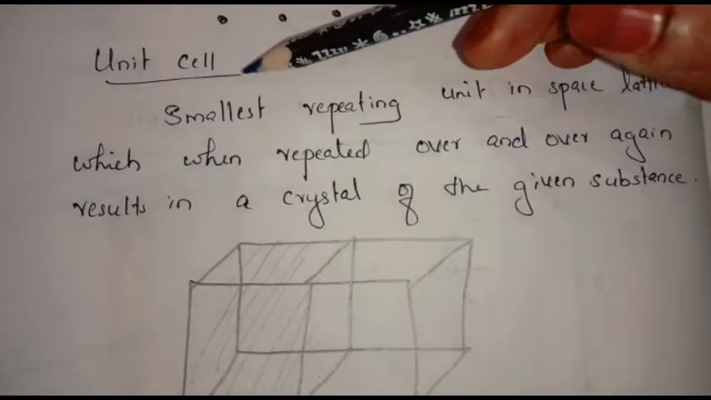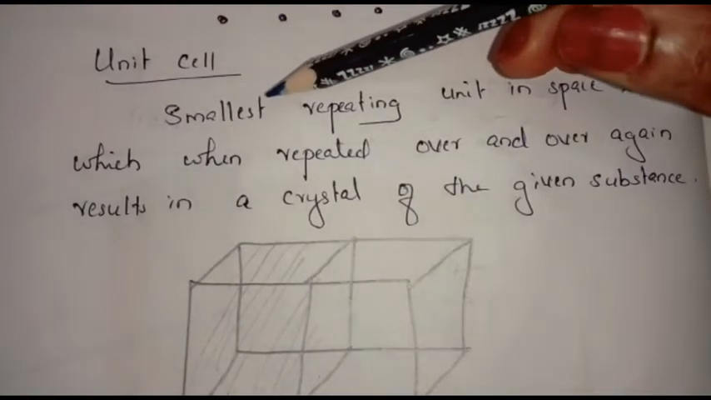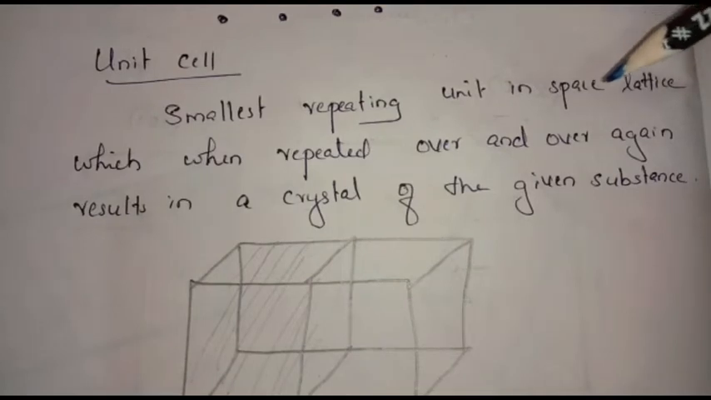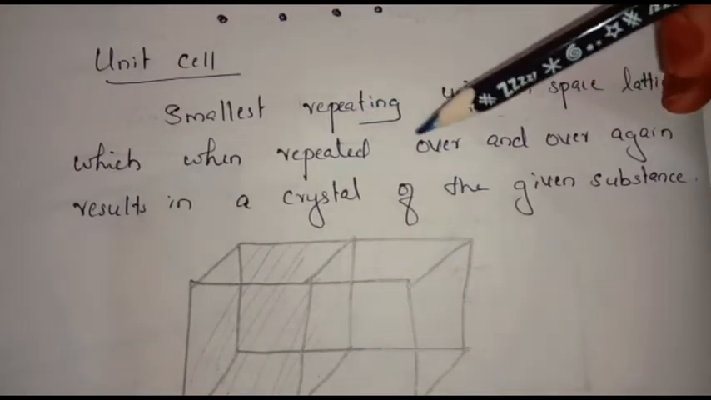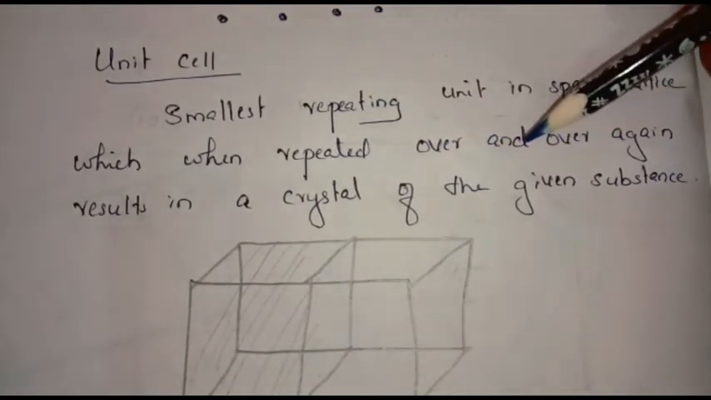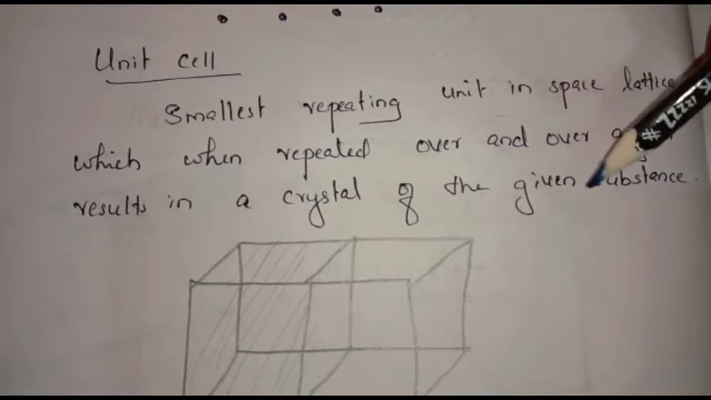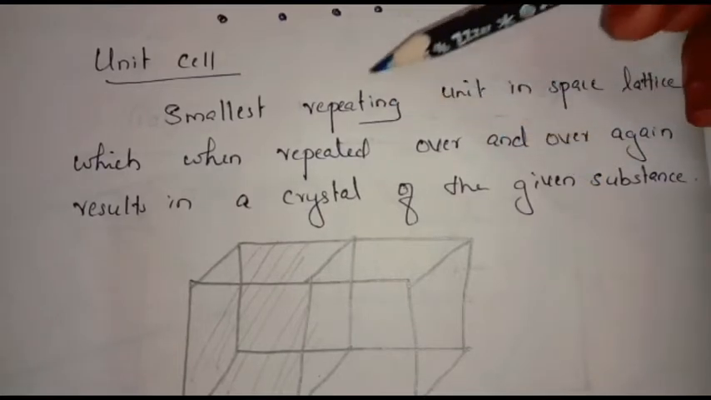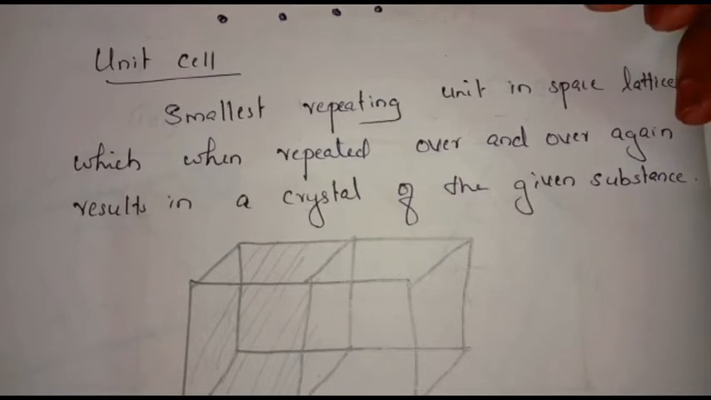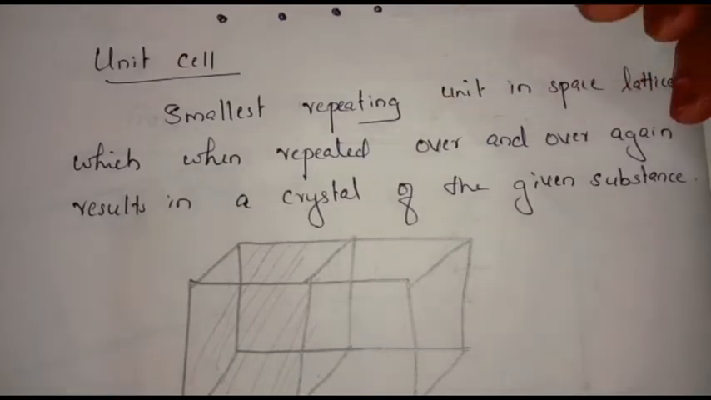Next is unit cell. Unit cell is the smallest repeating unit in space lattice, which when repeated over and over again results in a crystal of the given substance. That means when a crystal is made up of some sort of atoms, that single atom is the smallest repeating unit. For example, when we are constructing a wall with bricks, that single brick is the unit cell.